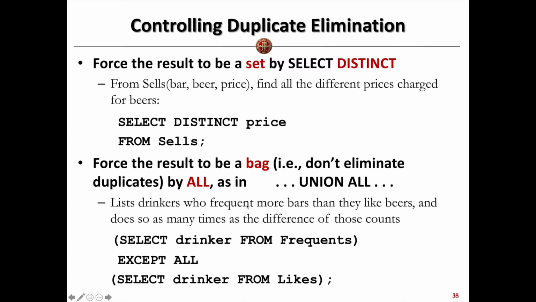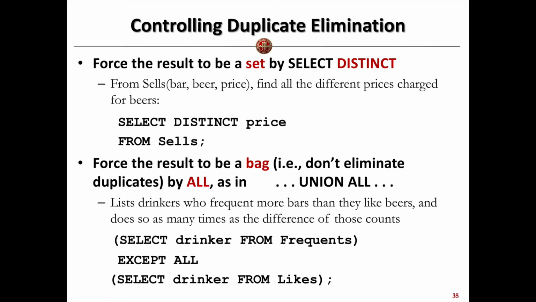We need to make sure these drinkers frequent more bars than they like beers. So the first part is how many times the drinkers frequent bars, as well as how many times they like the beers. We can get the result by using subqueries. We can select drinker from the Frequents table. In this way, we find the appearances of each drinker in the Frequents table. And we're going to find the appearances of these drinkers in the next table by writing SELECT drinker FROM Likes.